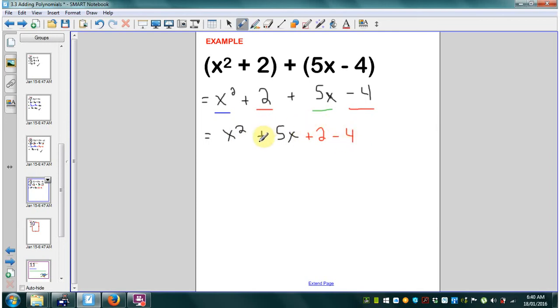We don't put our numbers in the middle, we put our numbers last. Okay, we write by lessening power. So this is to the power of 2, power of 1, and to the power of 0. That's how we usually write it. So x squared is fine, no other like terms. 5x, that's here. And then we have a positive 2 minus 4, that's going to be negative 2.